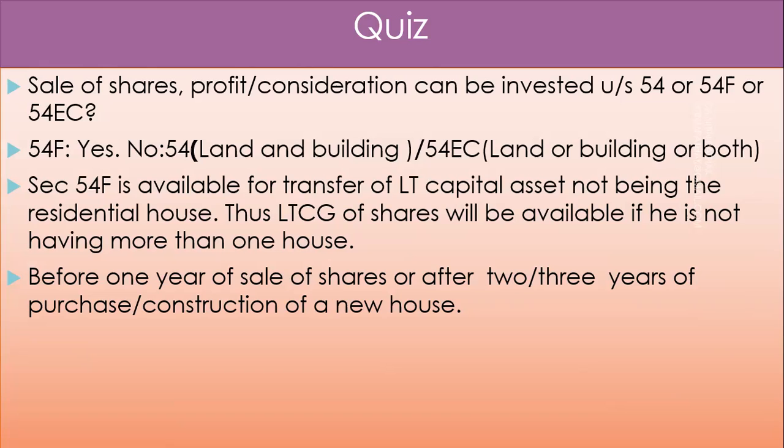Yes. A long-term capital asset would be available for investment under section 54F, but the condition is I should not have more than one house. If I have 2 houses, I cannot buy it. If I have one house, still I can go for it. After the sale of a share, if I buy another house out of consideration received by me, within 1 year before the sale or 2 years after the sale, or construct one within 3 years, I'll be entitled to deduction under 54F.